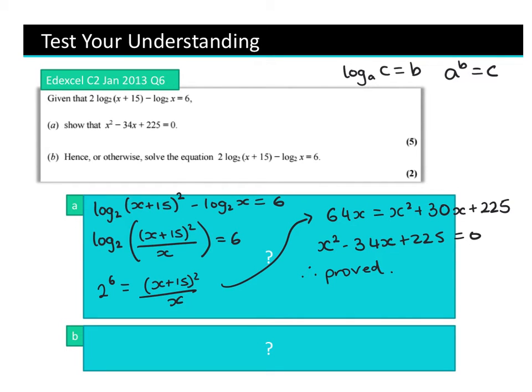It then says, hence or otherwise solve this equation. Okay, solve it. Again, if you've got a magic calculator, amazing. Or if you've got a brain, even better, because you can factorise this. Two numbers that multiply to give you 225 are 25 and 9. But they add to give you minus 34, so it's minus 25 and minus 9. This equals 0. Therefore, x equals 25 and x equals 9 are the answers.